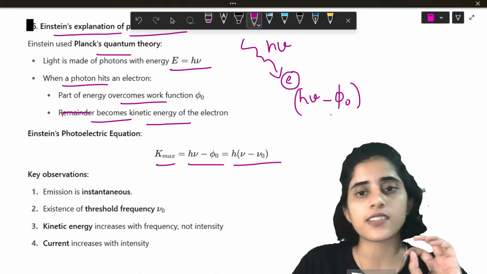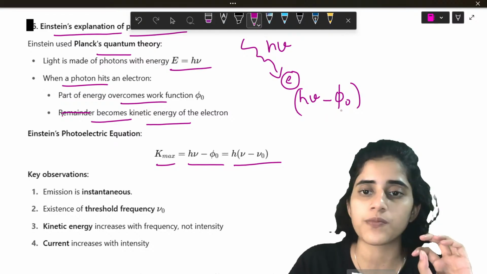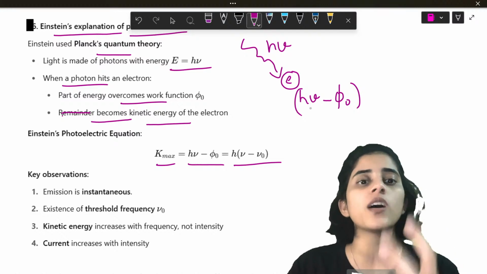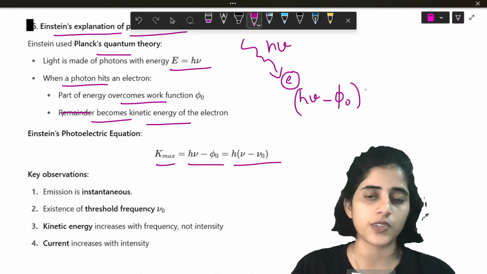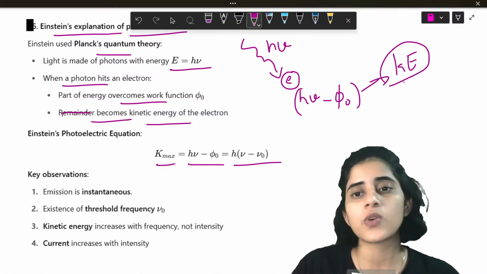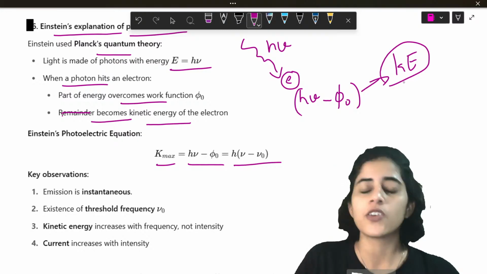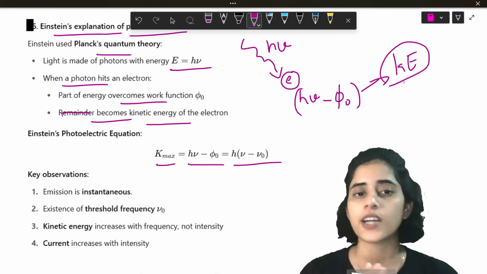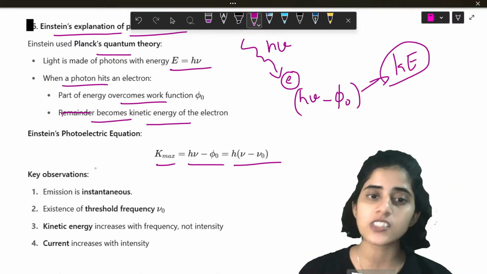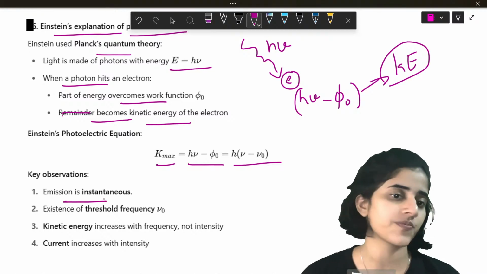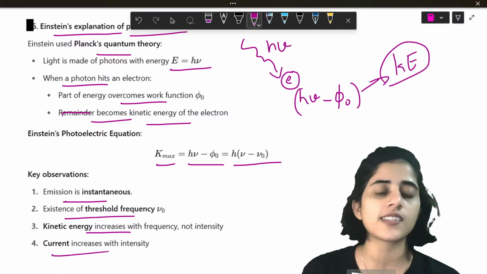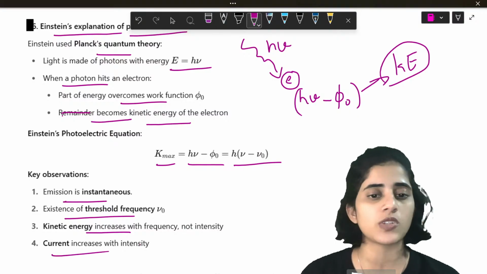Why? Where did some go? Some of it was used to overcome the work function, the energy of the electron. So now what the electron has is h nu minus phi naught. That will be its kinetic energy. So all of the energy from the photon is not converted into kinetic energy. Some of it is used to overcome the work function phi naught. The rest becomes kinetic energy. Key observations: emission is instantaneous, existence of threshold, kinetic energy increases with frequency, current increases with intensity.